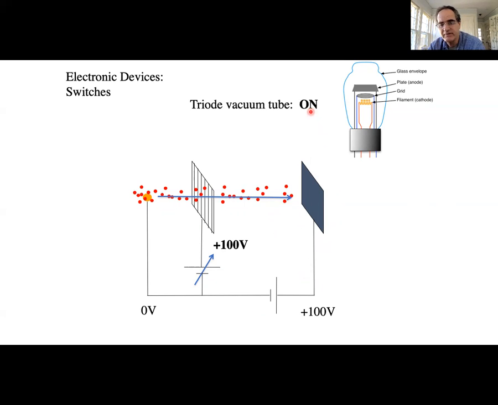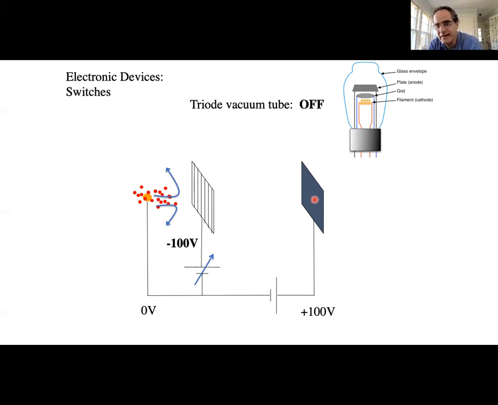However, if I change the voltage on the grid, I can change the state of the switch. So if I change the voltage to minus 100 volts, then electrons will be repelled by the grid. Since they never reach the grid, they also never reach the plate. And so the current between the filament and the plate is switched off. So I have a switch, off, on, off.